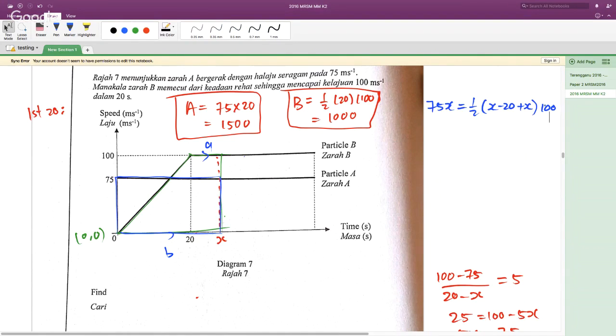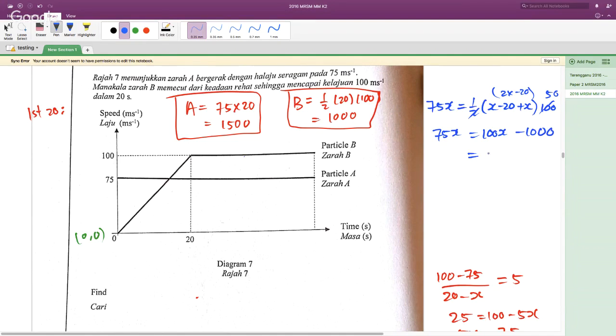If I find the value of X, I know at that time both of them will have traveled the same distance. So beyond that time, particle B travels further. If you see the diagram, you know B travels further than A. You have to understand the concept of area. So this one simplifies to half of 100, which is 50, and then this one is (2X minus 20) multiplied by 50. So this is 75X, and this is 100X minus 1000. Therefore, I move it across, and I have 25X equals 1000. So X equals 1000 divided by 25, which is 40.